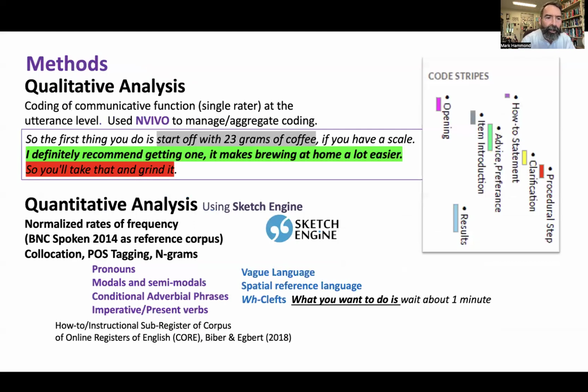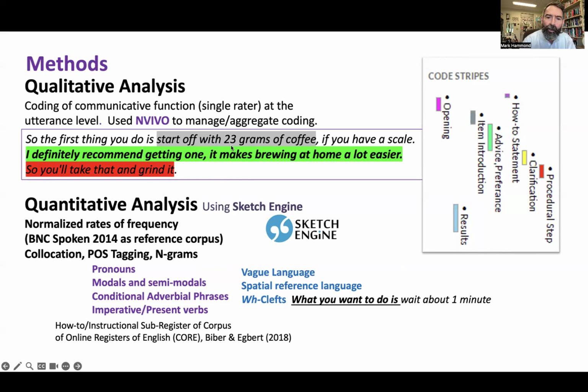The method of analysis, after taking the videos and transcribing them, I was coding communicative function at the utterance level. So for each pretty much sentence that they said, I tried to determine what function that was making a contribution towards. I also used the NVivo software suite to kind of manage and aggregate my coding. As you can see, this is just a quick example of a transcript.